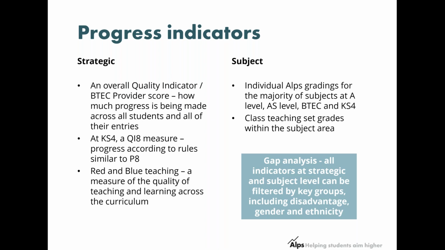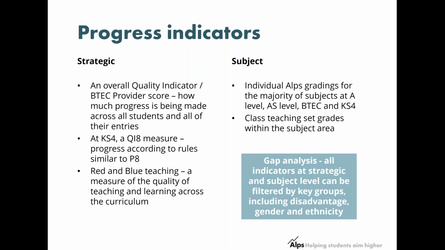There's also at Key Stage 4 something called a QI8 measure. Now that is taking your Progress 8 rules, applying them to a progress measure. So you are going to get not a Progress 8 number, but you are going to get a ranking on the thermometer for QI8 that is indicative of where you might be in terms of well above average, above average. You're going to get a ranking for that. The red and blue teaching I'm going to talk about when I show you a screenshot of that. But that's really about how the quality of teaching is across all of your subjects in your curriculum.